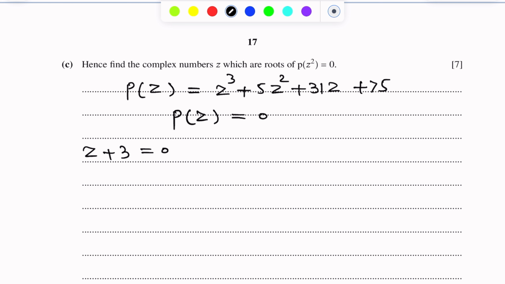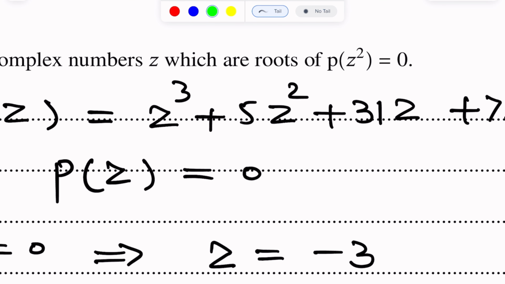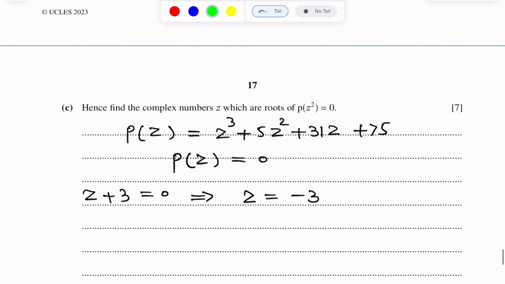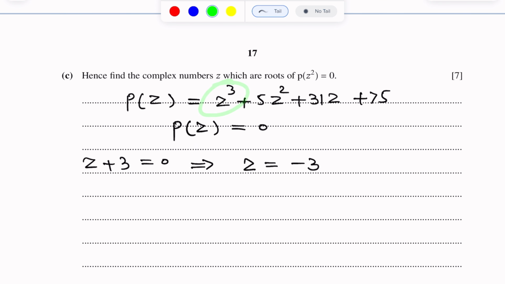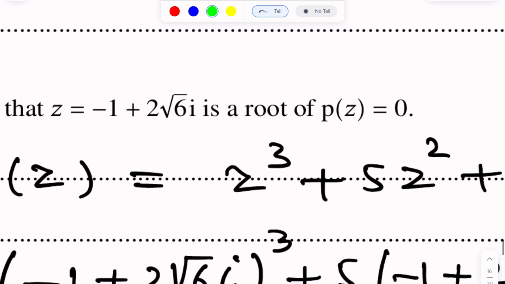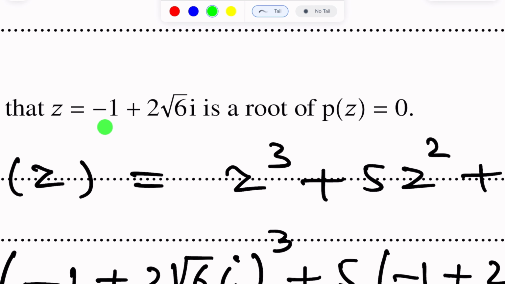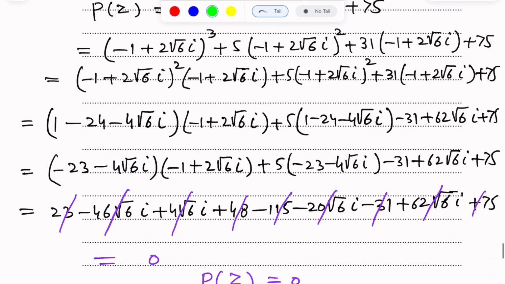z is equal to minus 3. This is a real root, because the total roots of this polynomial are 3 in number. So the other two roots will be in conjugate form. One root is given, that is minus 1 plus 2 under root 6 iota. The other root will be its conjugate.